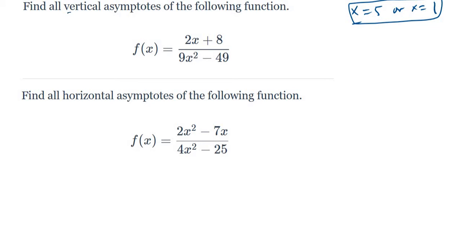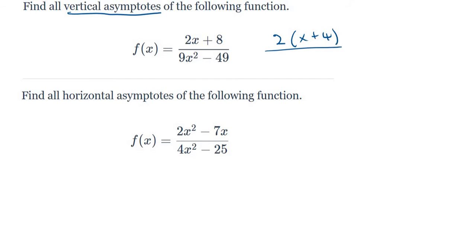Vertical asymptotes. Okay, to find vertical asymptotes, you have to factor both numerator and denominator. So we're going to factor the numerator, 2x plus 4, and then we take the 9 out of that. 9 cannot be taken out because that is a 49. 9 times 9 is 81. So we cannot factor this, so to say. So we're going to leave it alone like that.